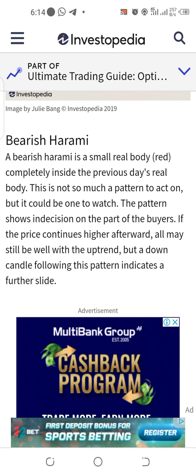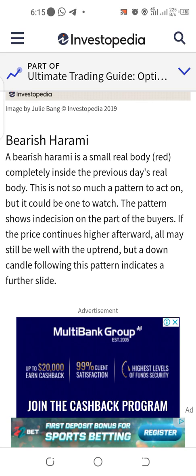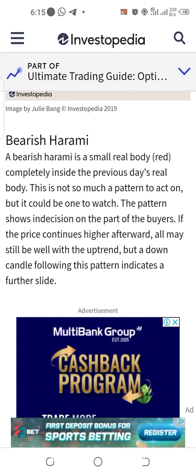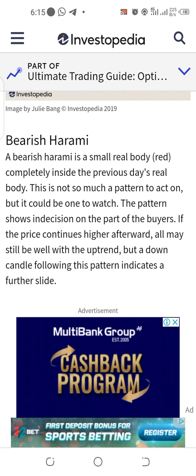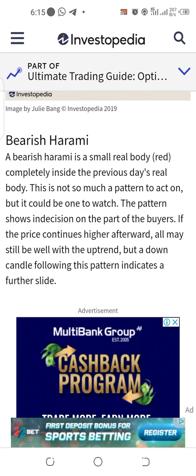The pattern shows indecision in the market among the buyers. If the price continues higher afterward, all may still be well with the uptrend, but a down candle following this pattern indicates a further slide. Indecision in the market means the buyers are buying, so the coin has been going up. At that point this candle, the bearish harami, will form with a very slight real body. We call it indecision in the market.